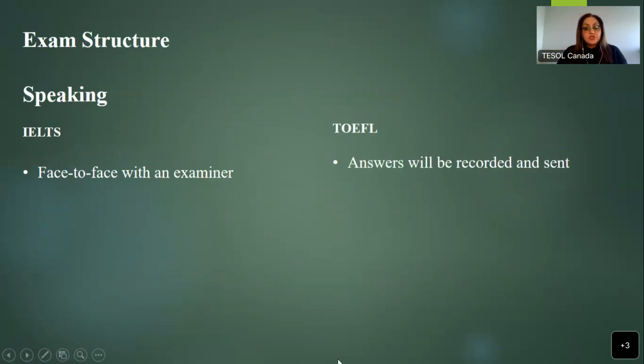But remember, in TOEFL, it's recorded. When we say it is computer-based, it's recorded. You hear a dialogue or a question, and then you have to say your answer through your microphone, and it's recorded. So it's not a face-to-face session, and it takes about 20 minutes. That's why I said, if you are very good in listening and speaking, you can get a very good mark in TOEFL, because listening and speaking matter most in the TOEFL exam.